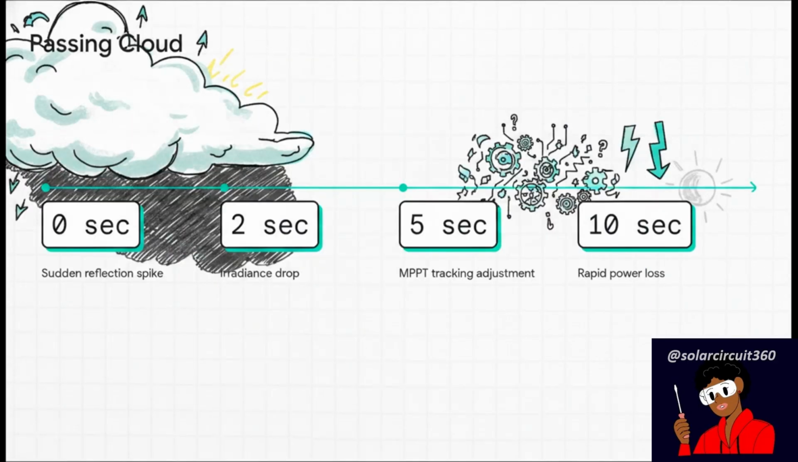Imagine you're standing outside watching a live clamp meter with me. Picture the fast-paced life cycle of a passing cloud. First, as that cloud approaches, its edge actually acts almost like a mirror, creating a sudden reflection spike. Your current momentarily shoots way up. But then, boom, the dark shadow hits. You suffer a massive irradiance drop. The MPPT controller desperately scrambles to adjust its tracking, and you experience a rapid, severe power loss. And all of this happens in just a matter of seconds.